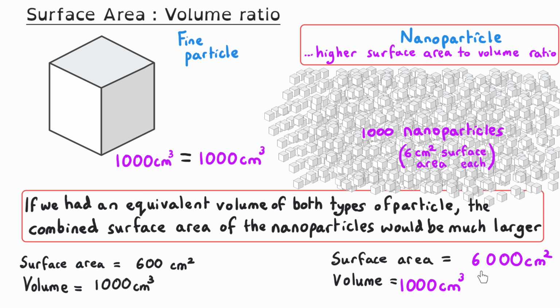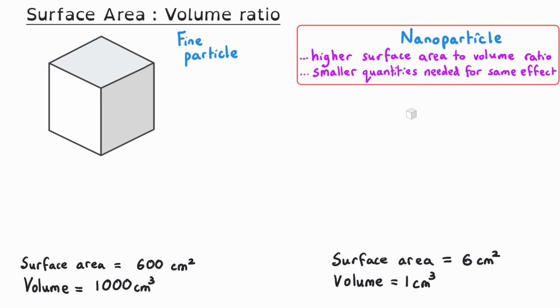That means that the combined surface area of these 1,000 particles is 6,000 square centimeters, as opposed to 600 square centimeters for the original cube that was our fine particle. So now we've got an equivalent volume of each of these types of cube, and that means that we have a much, much higher surface area for the smaller cubes. Since nanoparticles have a higher surface area to volume ratio than coarse particles or fine particles, we can use smaller quantities of a material and still get the same effect.